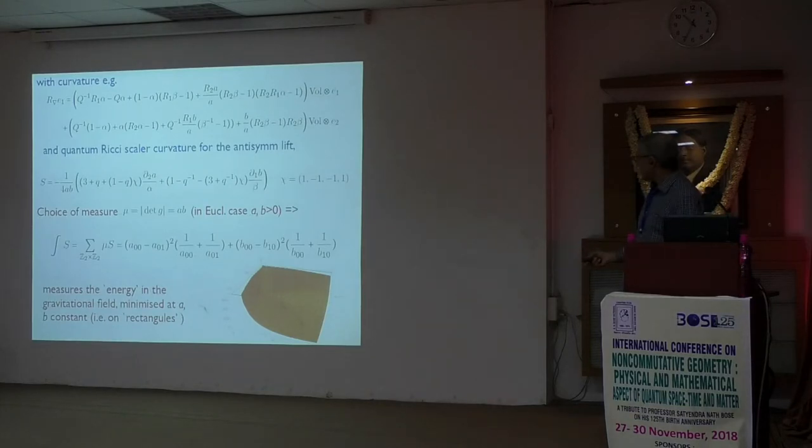The rectangular case, so these are quadrilaterals because the lengths are arbitrary, but the rectangular case where the lengths are constant across the two edges, so A is constant and B is constant, that means that the parallel edges have the same length. That is the minimum energy configuration.